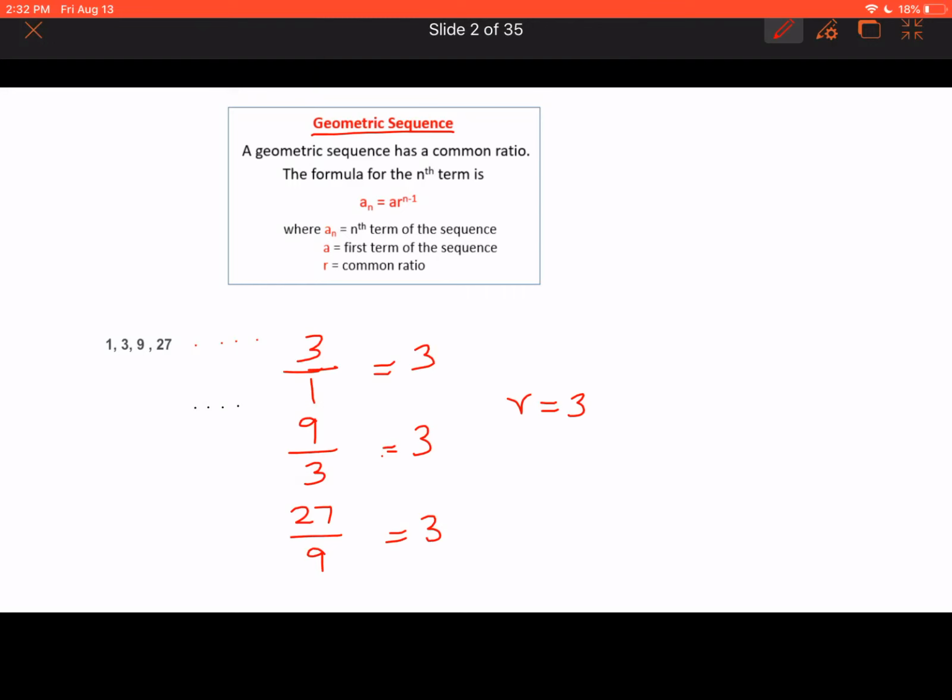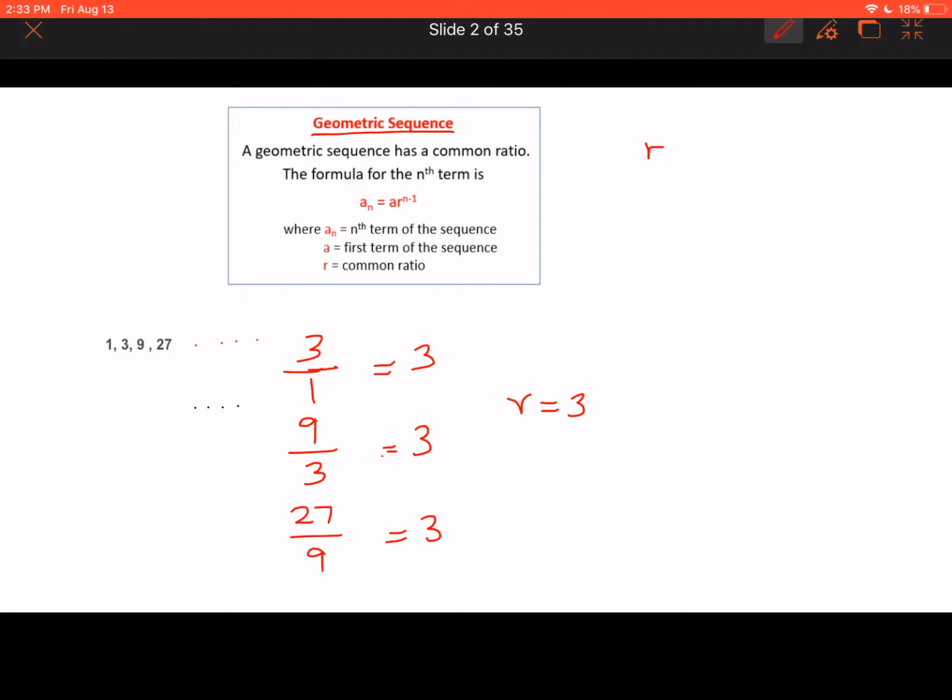Now we will move on to the general formula for the nth term of a geometric sequence. It is given by a_n equals a times r to the power n minus 1, where a_n is the nth term of the sequence, a is the first term, and r is the common ratio. This is an explicit formula to find the nth term of the sequence.